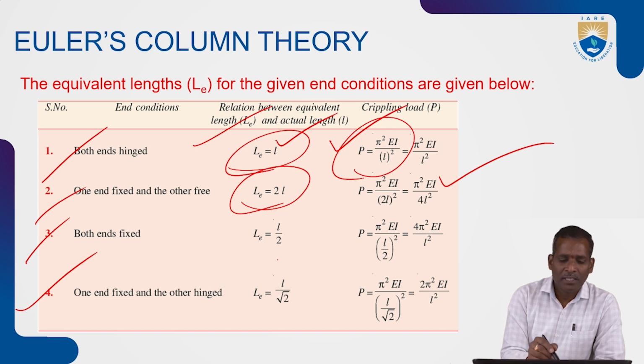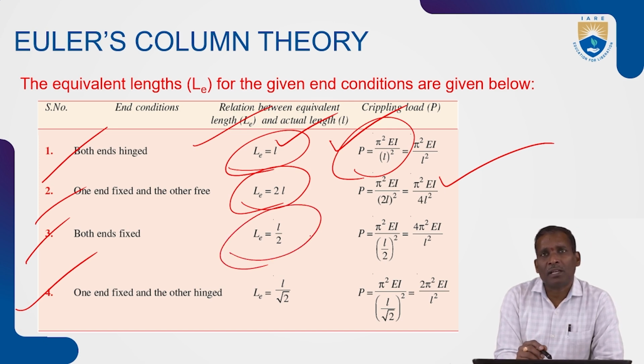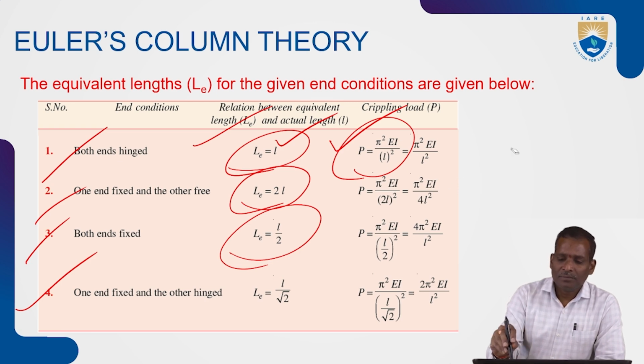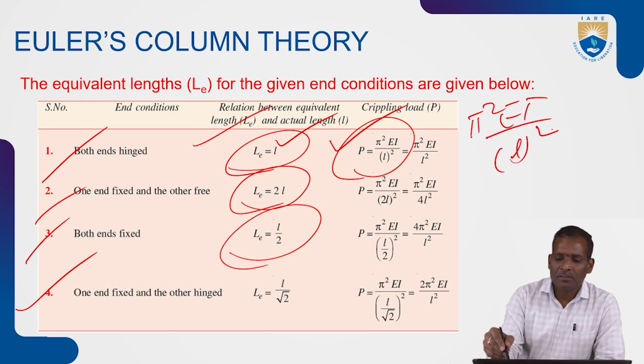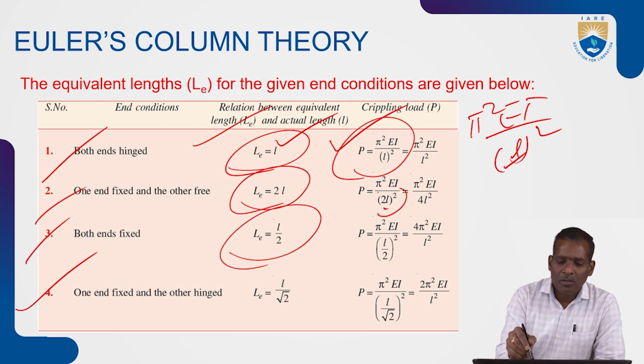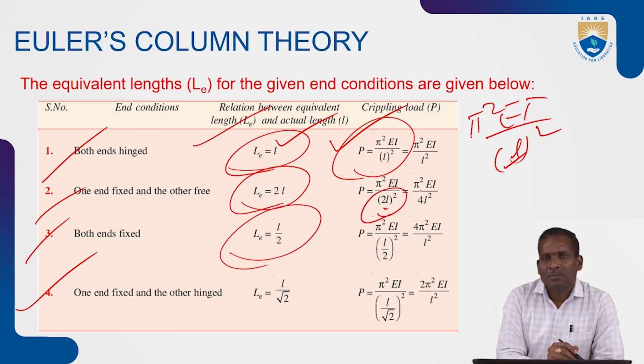Both ends fixed: the equivalent length is L by 2. Here, see, in this equation, π²EI by L², this is the original length, the actual length. But in this condition it is 2L. So it means the equivalent length is equal to 2L, that is LE is equal to 2L, two times the actual length.